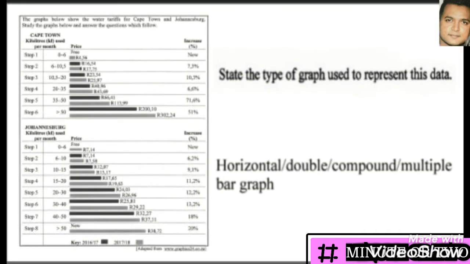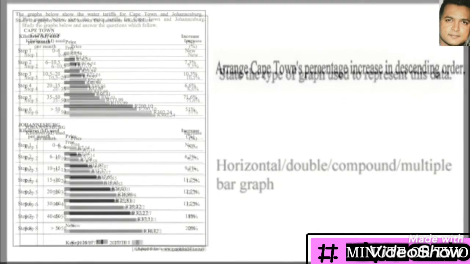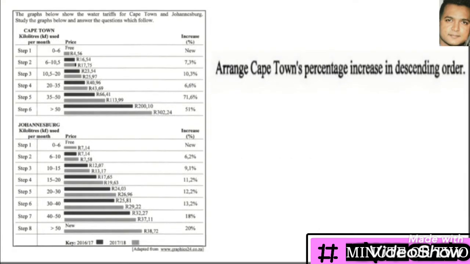Majority of the time our bar graphs are standing up and therefore it's vertical, but in this case our bar graphs are lying on its side, so we call this horizontal bar graphs. Arrange Cape Town's percentage increase in descending order. Cape Town is on the top and the column to the right is our various percentage increases, so we need to look at that and arrange it in descending order.